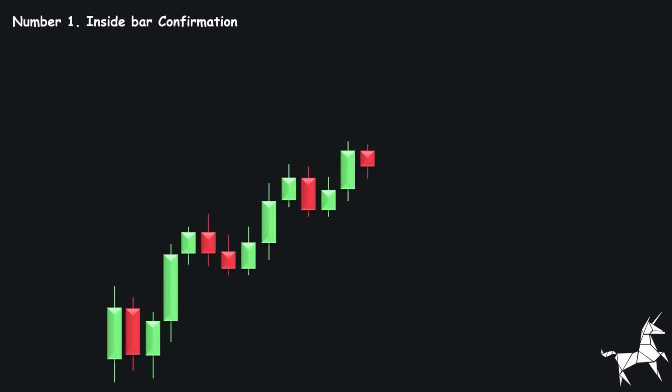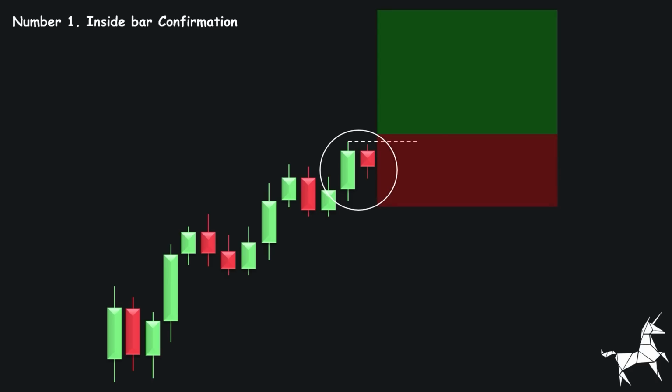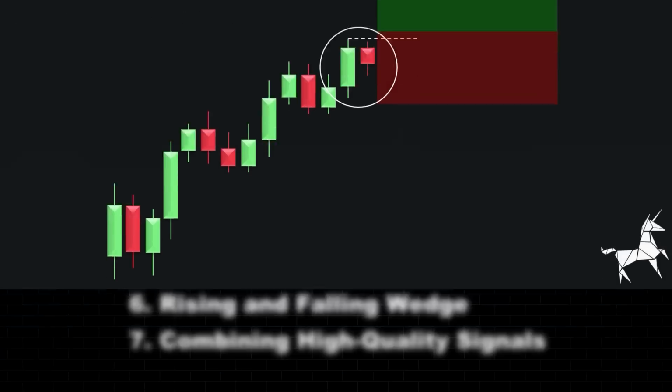In a strong trending market, we often see very small pullbacks. If you wait for these pullbacks to enter the market, you might miss out on potential trades. This is where the inside bar trading setup comes in handy. When this pattern forms, you can place a buy stop a couple of pips above the mother candle and set your stop loss below it. This is one of the best ways to enter a position without having to wait for a pullback. Now let's move to the next signal.